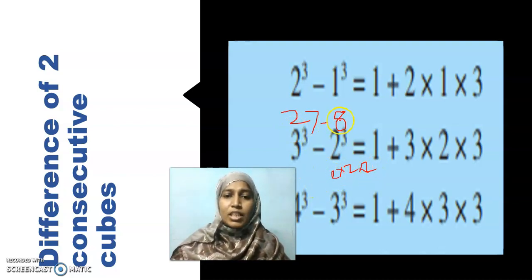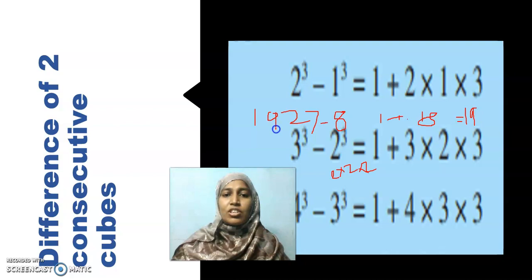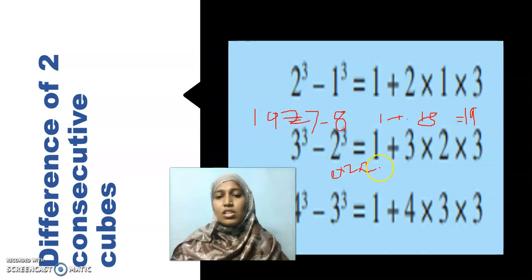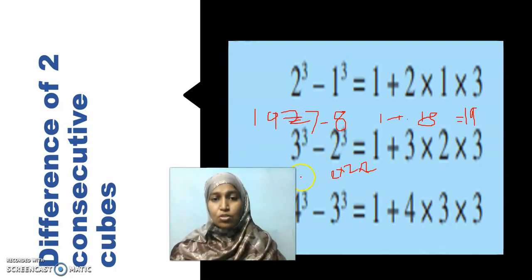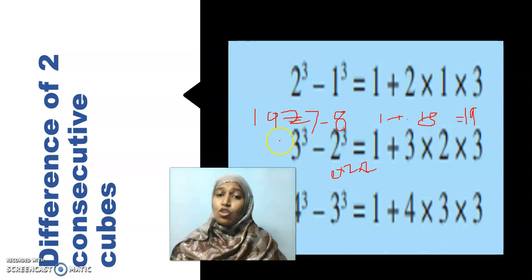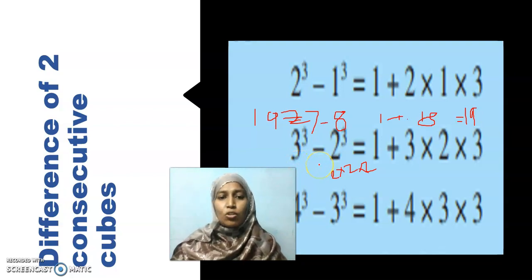So 27 minus 8. Now what should I do here? Multiply this. 3 2s are 6. 6 3s are 18. Again 18 plus 1, 19. I get 19. Even if I subtract 27 and 8, I get 19. Is it clear, my dear children? So, this is how we used to find the difference in cubes of 2 consecutive numbers. Special condition, they should be consecutive numbers.